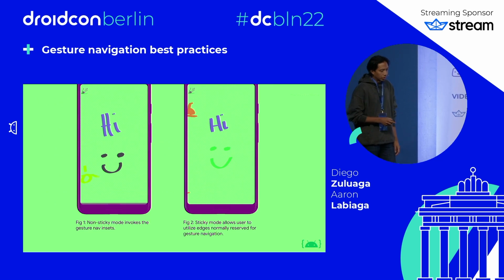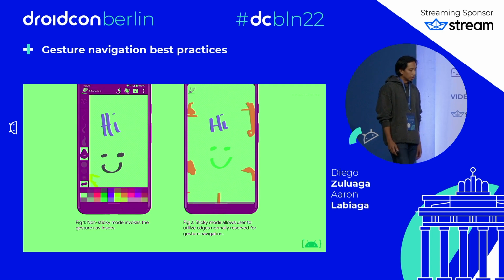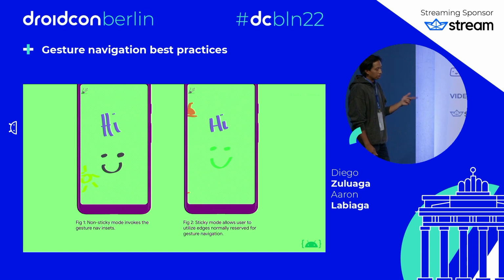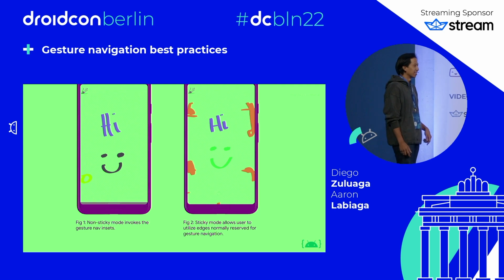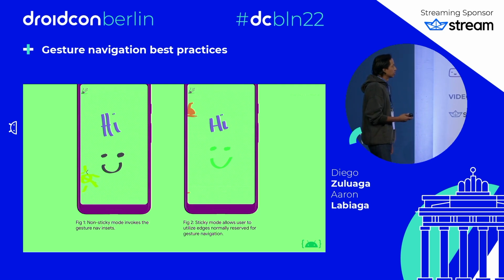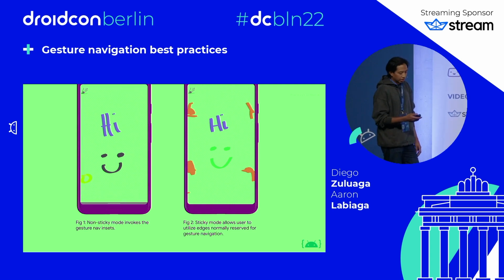So using a drawing app as an example, here on the left-hand side, you'll see the subpar non-sticky experience, where the person is drawing the sun but is invoking the back gesture inadvertently. So not quite sunny there. That should be a frowning face, actually. And on the right-hand side, there's the sticky mode that allows the user to make full utilization of the app, and they can draw at the edges.